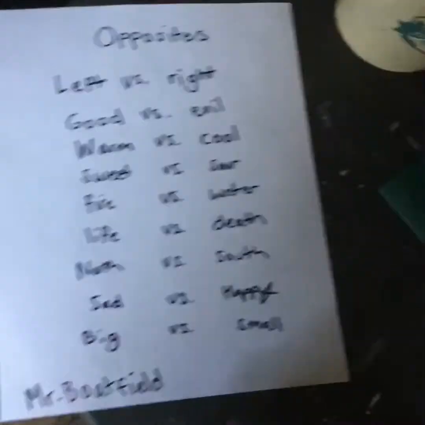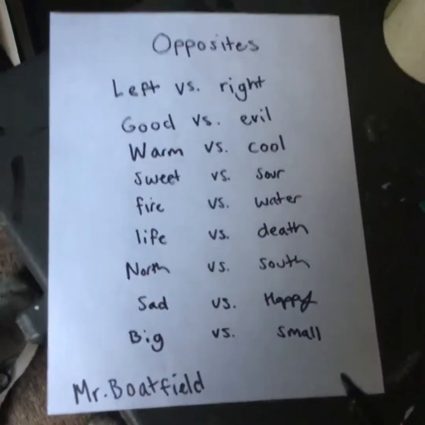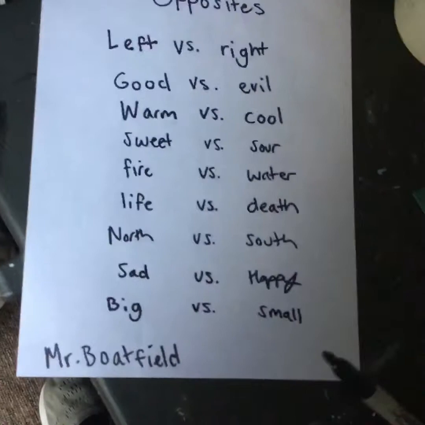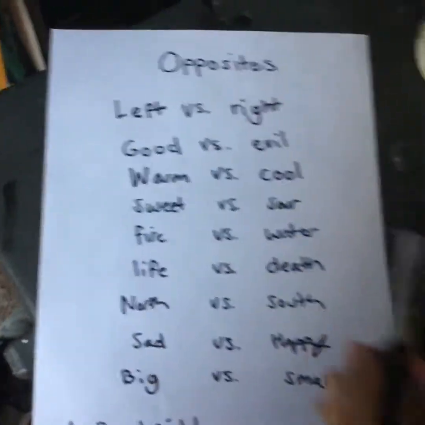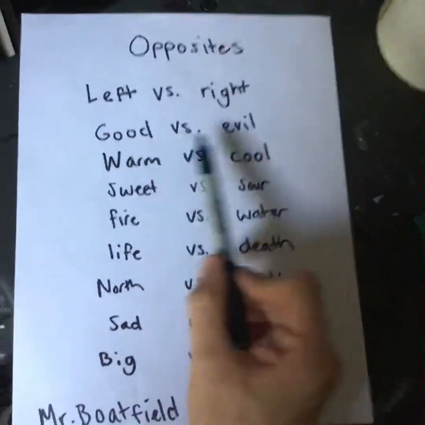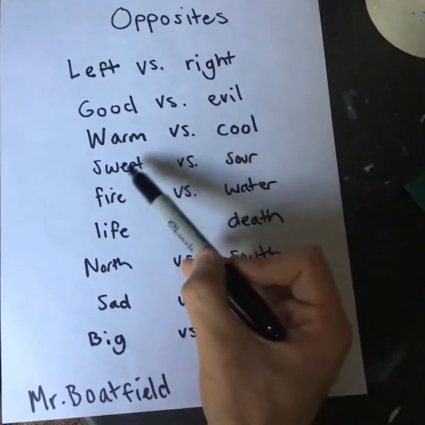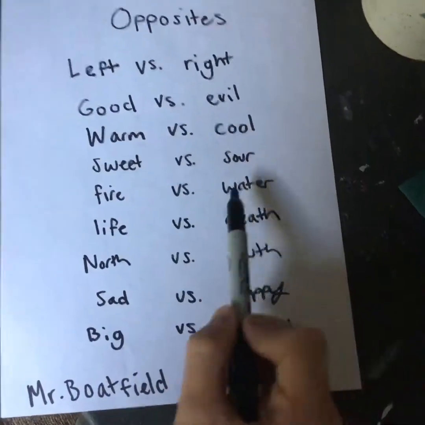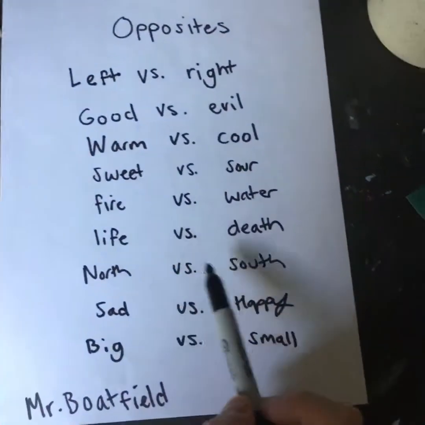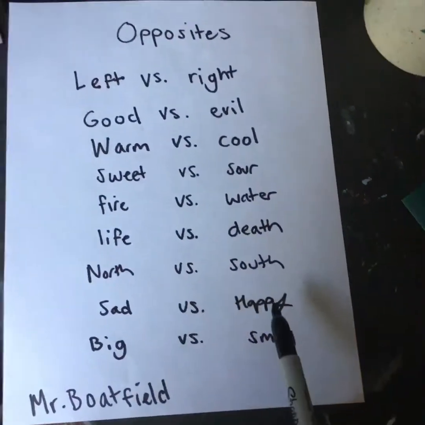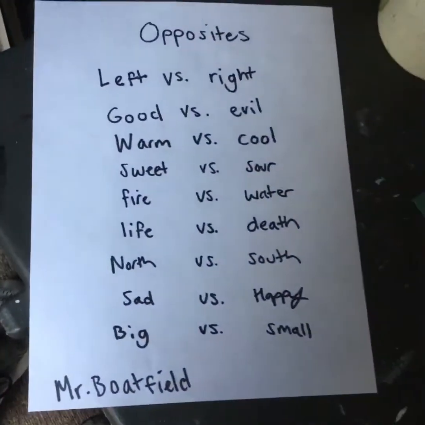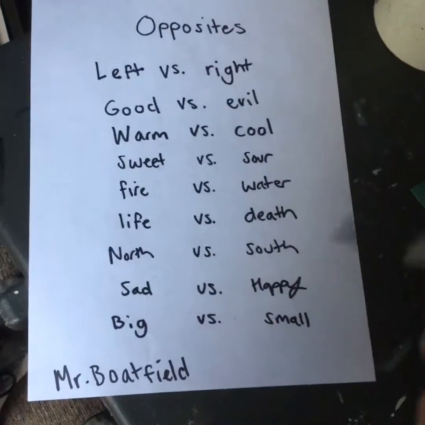Alright, guys, so hopefully we went over groups, and hopefully you came up with as many as you could think of. Here's what I came up with. Left versus right, good versus evil, warm versus cool, sweet versus sour, fire versus water, life versus death, north versus south, sad versus happy, big versus small. So I came up with 1, 2, 3, 4, 5, 6, 7, 8, 9.